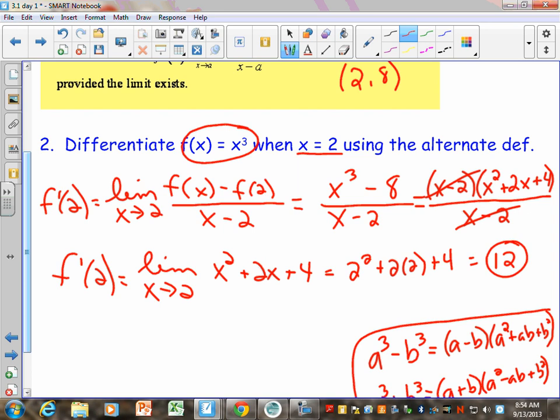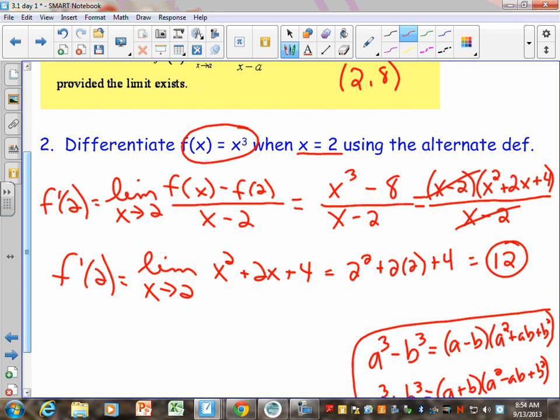F prime of x, or f prime of 2. F prime of 2, or the derivative at 2, equals the limit as x approaches 2 of this function. You would just say that it equals 12. It is. I probably went down to the bottom one, but that's okay. 12 is the answer that we were looking for.